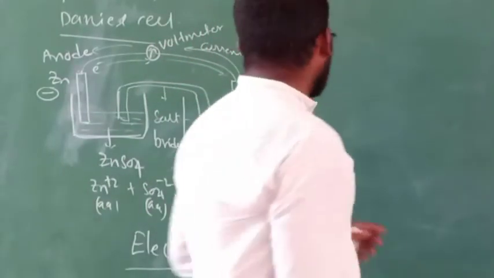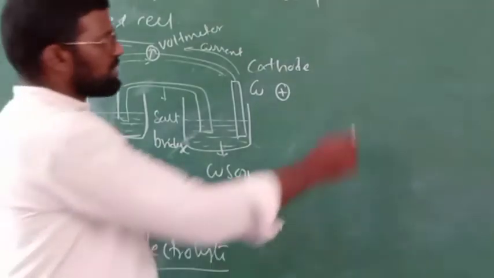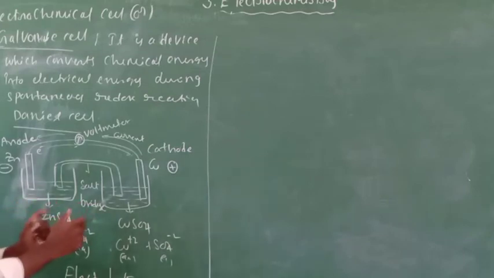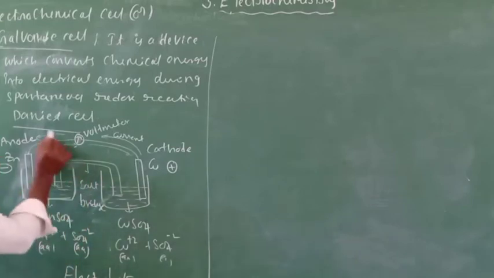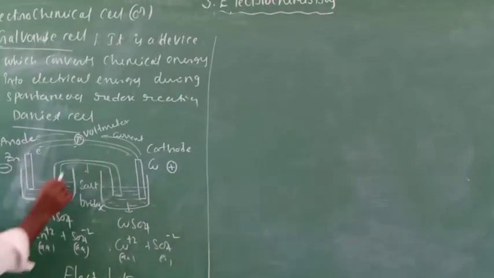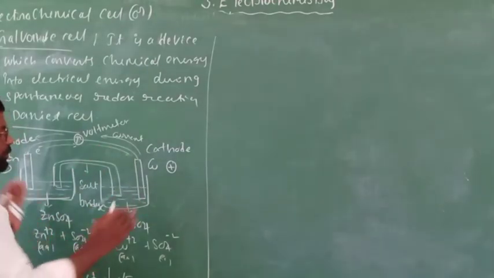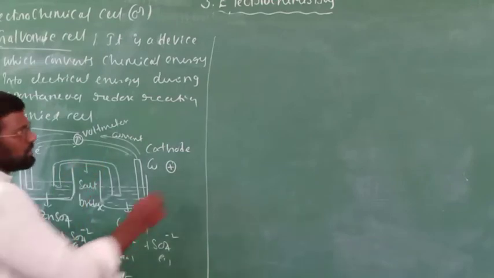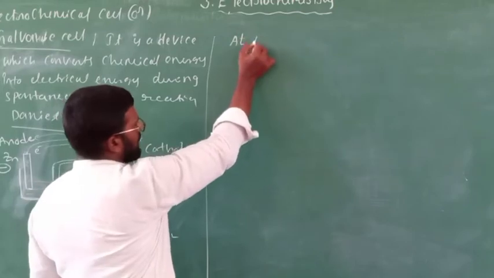In a galvanic cell, oxidation takes place at anode. Now let us discuss the different reactions taking place at the anodic compartment as well as the cathodic compartment. Actually, this is the combination of two half cells. This is called the first half cell or anodic compartment. This is the second half cell, the cathodic compartment. Both are collectively called a galvanic cell. Let us see what reactions take place at anode and cathode.